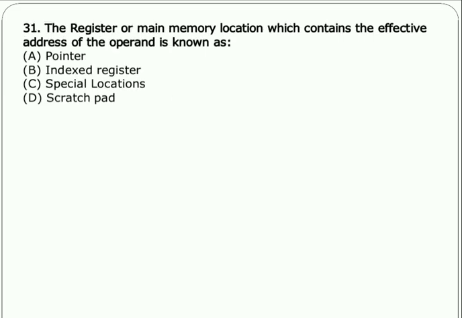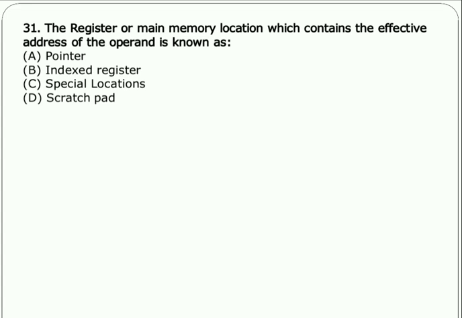Next. The register or main memory location which contains the effective address of the operand is known as a pointer. A register or memory location that contains the effective address of the operand is a pointer.